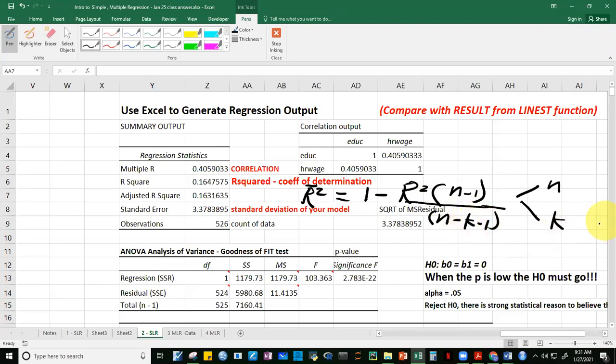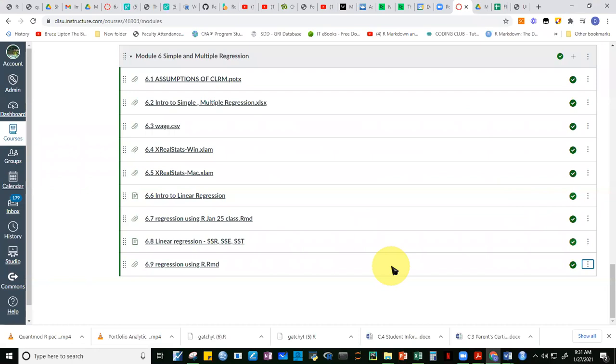However guys, kung hindi malaki yung n tapos malaki yung k, then maaapektuhan yung adjusted r squared. So ginagamit yung adjusted r squared guys when you're doing multiple regression.